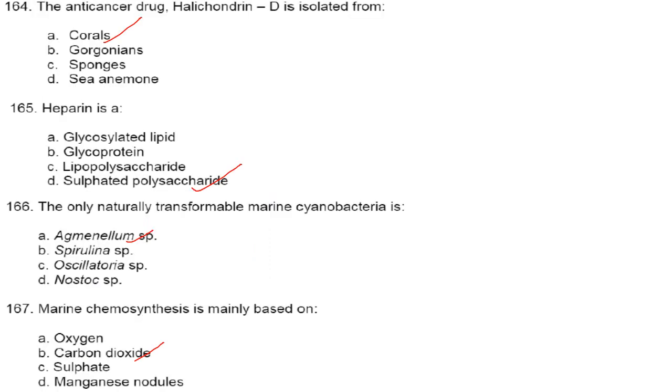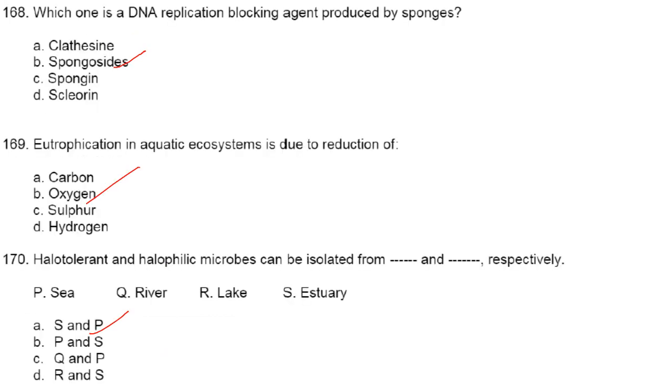Then the anti-cancer drug Halichondrin D is isolated from corals. Then heparin is sulfated polysaccharide. The only naturally transformable marine cyanobacteria is Synechococcus species. Answer is option A. Marine chemosynthesis is mainly based on carbon dioxide. Answer is option B. Which one of the DNA replication blocking agent produced by sponges?